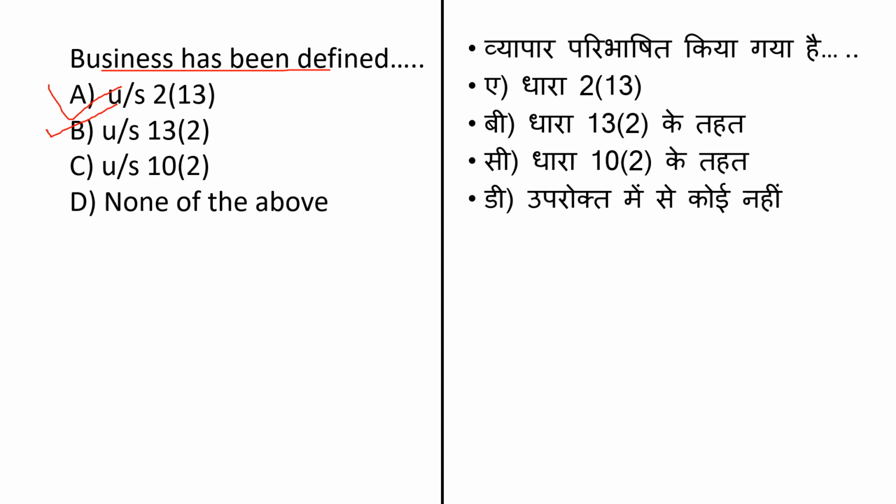Third option is under section 10 clause 2. Section 10 clause 2 provides for the exemption of an income received by the taxpayer in his capacity as a member of HUF. Now here HUF means Hindu undivided family. Hence any income received by the individual as a member of HUF is exempt from tax. And the last option is none of the above.